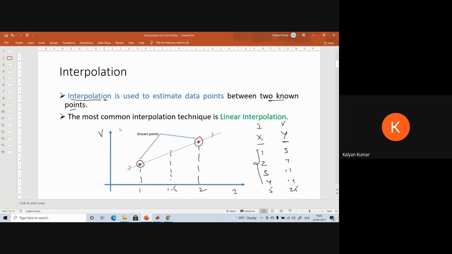The most common interpolation technique that we use is linear interpolation. Linear interpolation means the data is estimated by using a linear equation, y equal to mx plus c. This is the standard equation that we get in geometry. So y equal to mx plus c, a linear equation. By using this linear equation, we estimate.